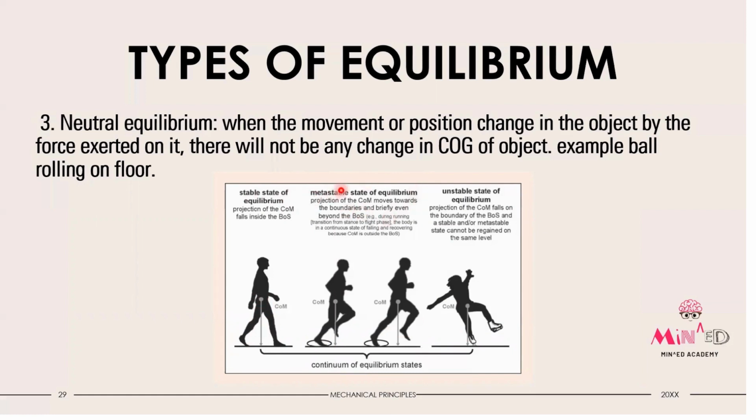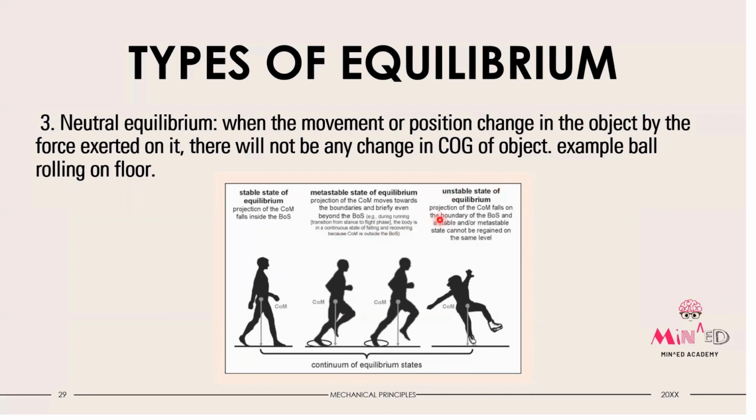Then metastable state of equilibrium. Here the projection of the center of mass moves towards the boundaries and briefly even beyond the boundary. For example, when you're running or sprinting, here's the center of mass. It moves towards the boundary and even beyond the boundary. So during running, in the transition from stance to flight phase, the body is in a continuous state of falling and recovering because COM is outside the base of support.